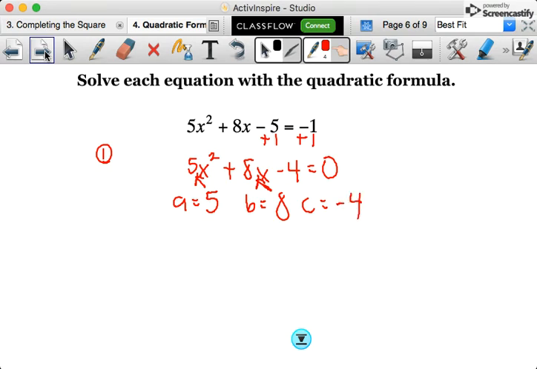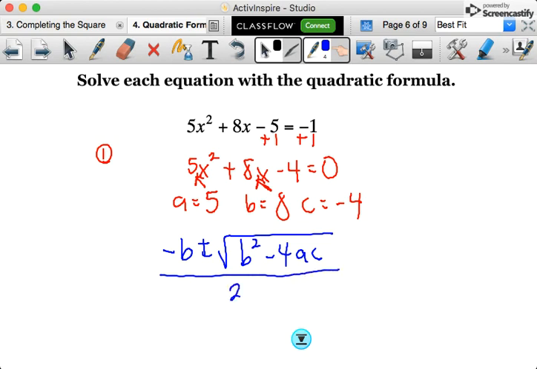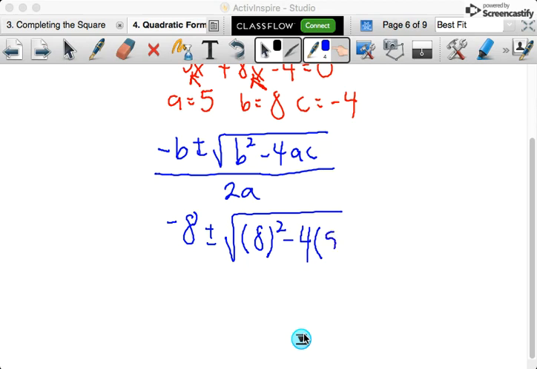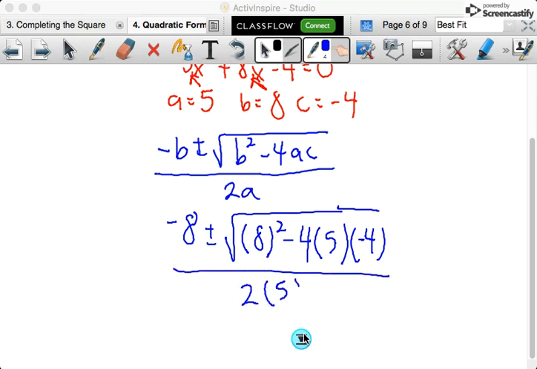So now what I want to do is plug this information into the quadratic formula. So I remember it's negative b plus or minus the square root of b squared minus 4ac, and this is all over 2a. So I'm going to plug in my information. Instead of writing b, I'm going to say negative 8 plus or minus the square root. And then I'm going to put 8 in parentheses, and that's really important, minus 4 times my a term 5 times my c term negative 4. I'll have to extend my radical a little bit. All divided by 2 times that a term, or 5.